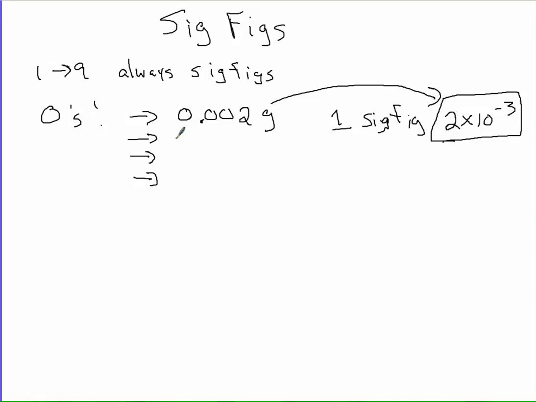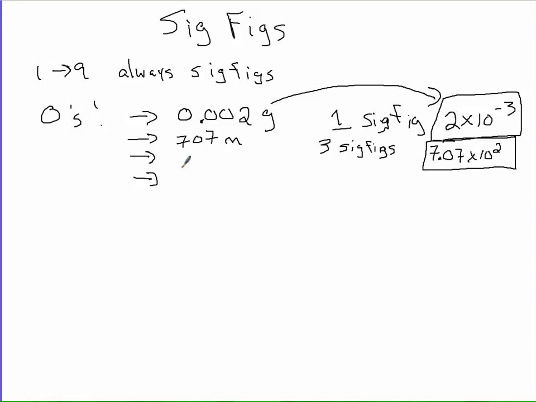Second example of zeros would be sandwiched zeros. And so that might be something like 707 meters, and in 707 meters there are 3 sig figs, and if we put that number into scientific notation, it becomes 7.07 times 10 to the positive 2, and how many significant figures are there in 7.07 times 10 to the positive 2? Correct, there are 3.